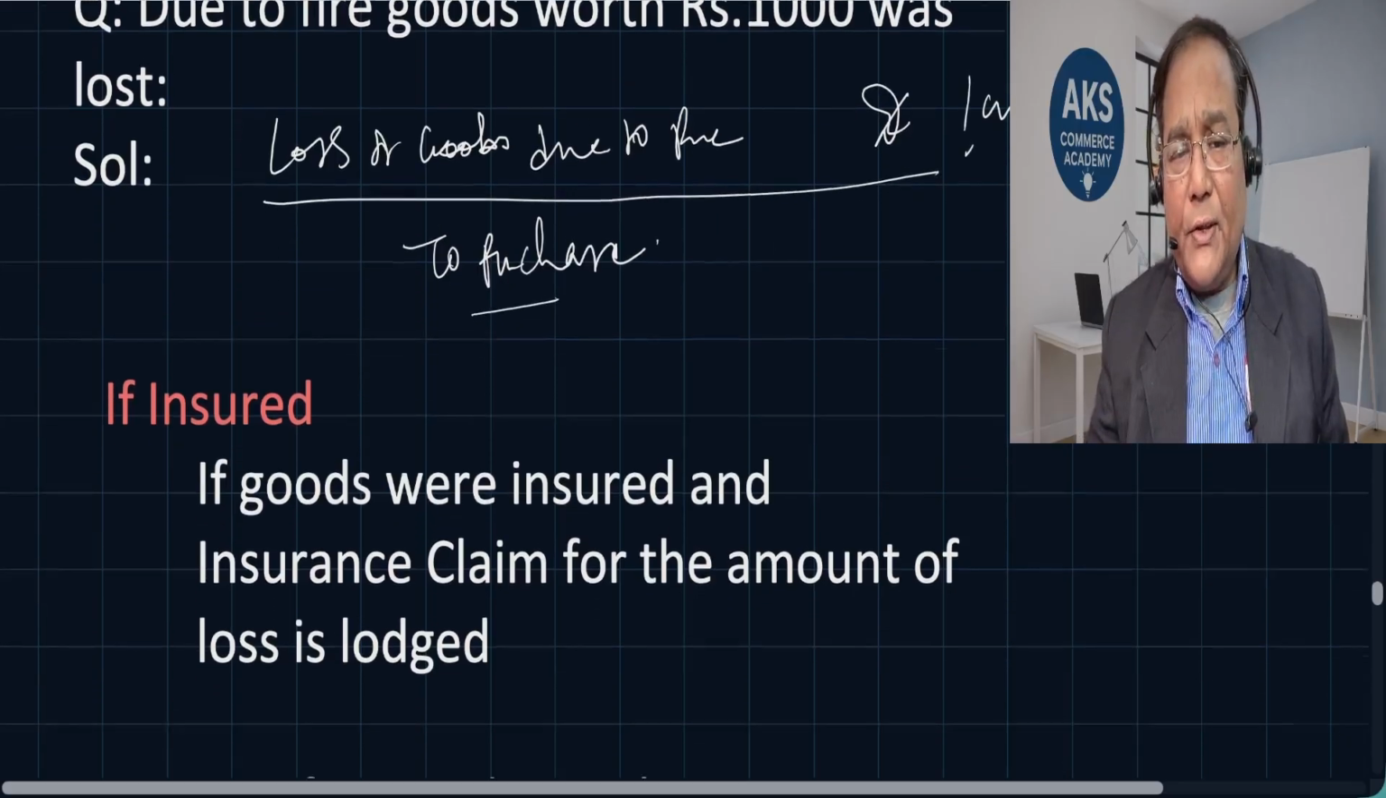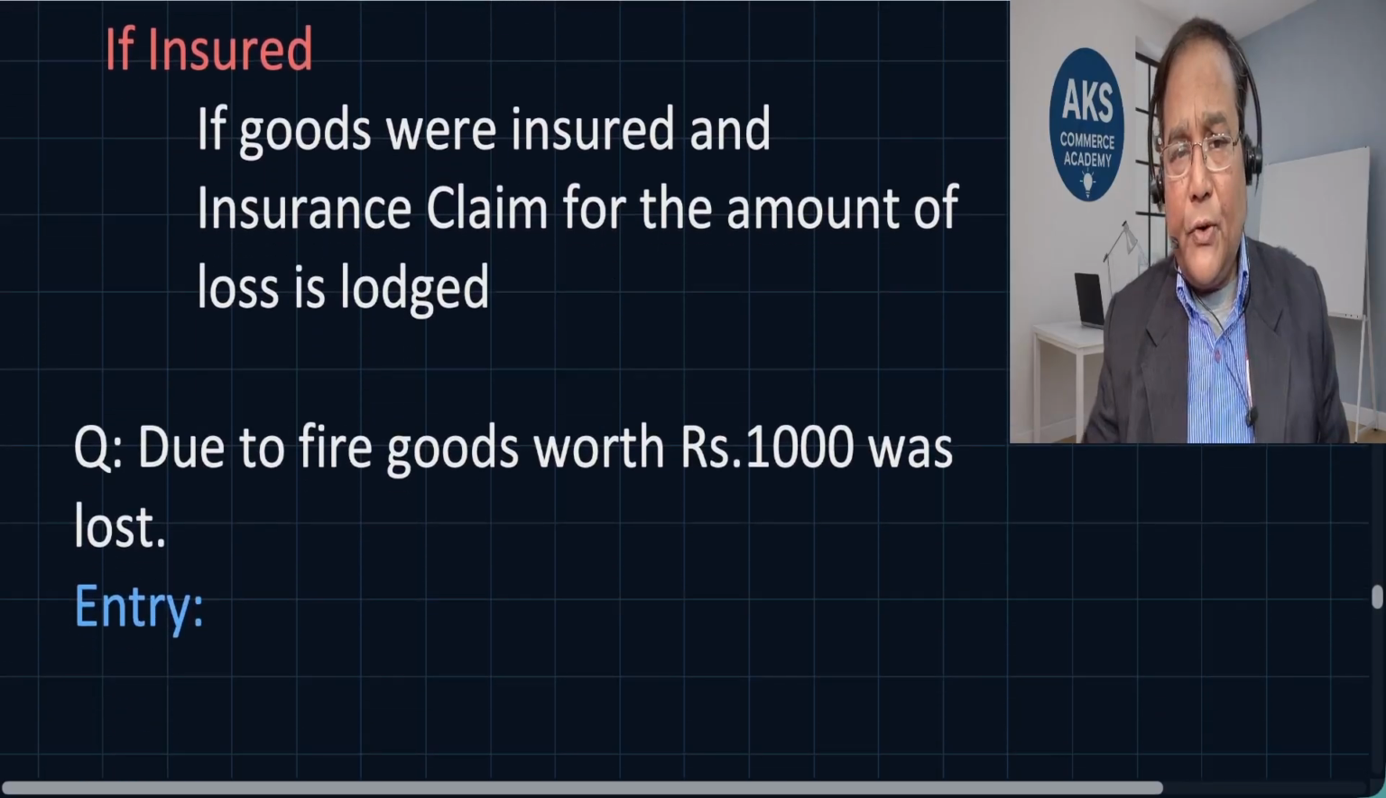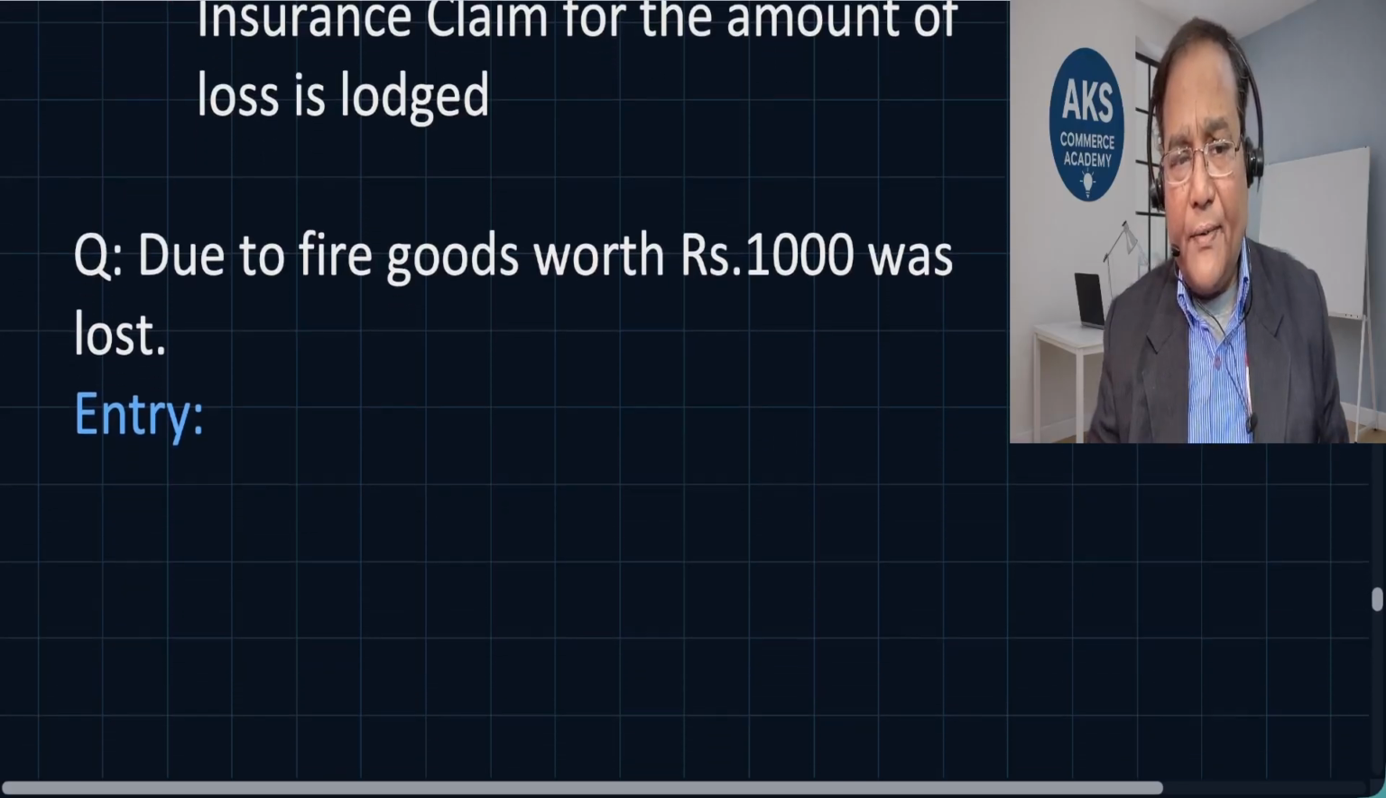Now if goods were insured, and there is an insurance claim for the amount lost. If due to fire goods worth 1,000 rupees were lost, and let us consider that they were insured, what is the entry that we are going to pass? Insurance company debit to purchases.